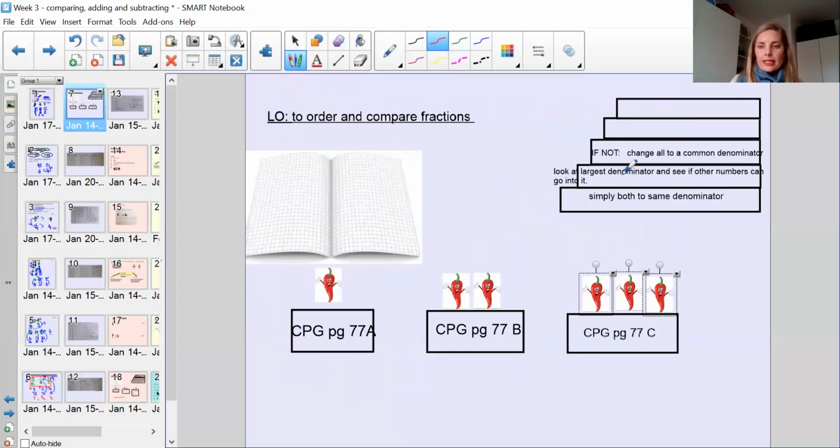Right, here are your activities today. Okay, remember here are your steps to success. So if you do need to come back and refer to this, please do. You've got different activities. So those of you who are feeling a little bit okay, you're going to do set A.